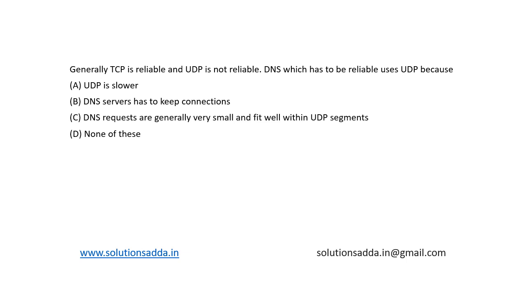This is a question from computer networks. Generally, TCP is reliable and UDP is not reliable. DNS, which has to be reliable, uses UDP because, and 4 options are given. We can say that the maximum size of UDP datagram is 512 bytes and it will fit within the UDP segments. So as a result, UDP is faster. So based on that, we can say that DNS requests are generally very small and fit well within UDP segments. So answer C is the correct one.